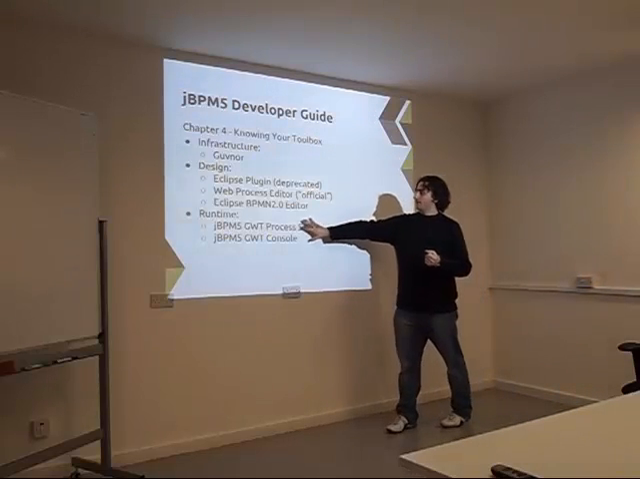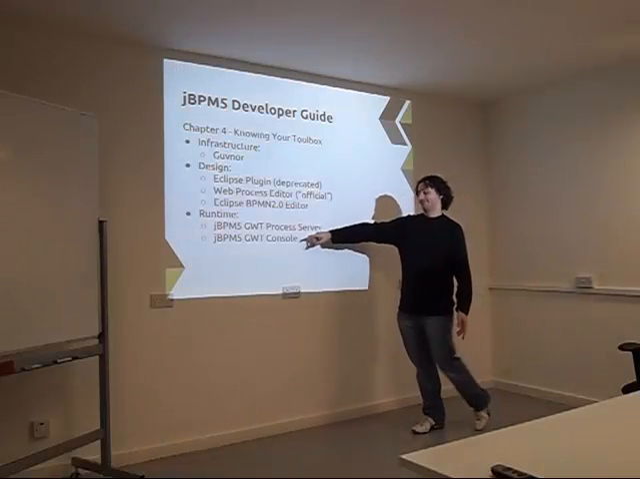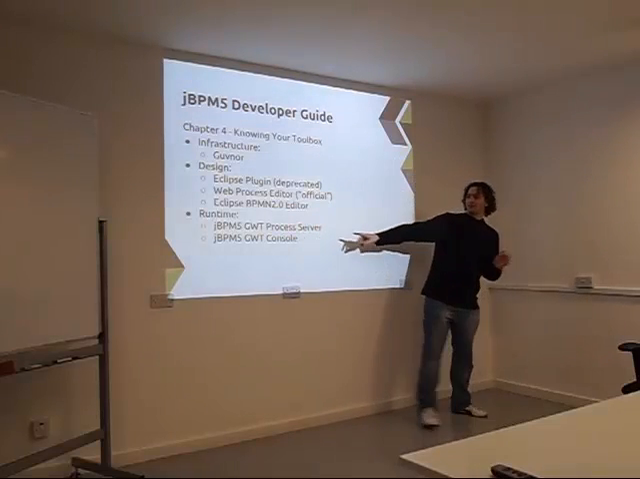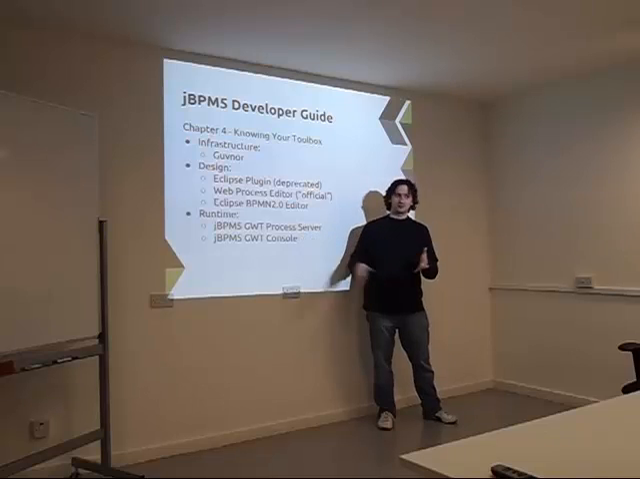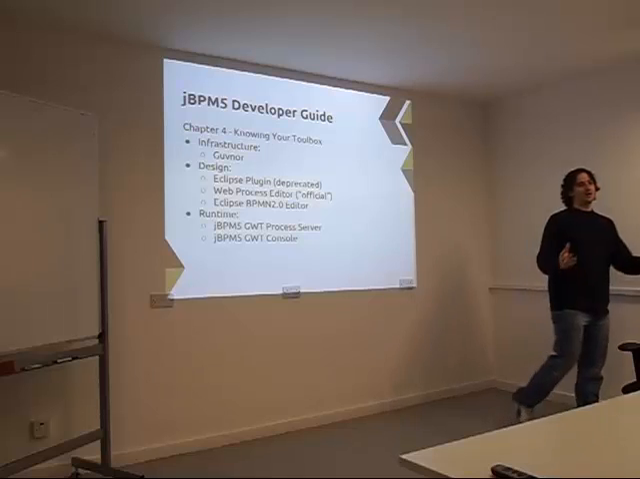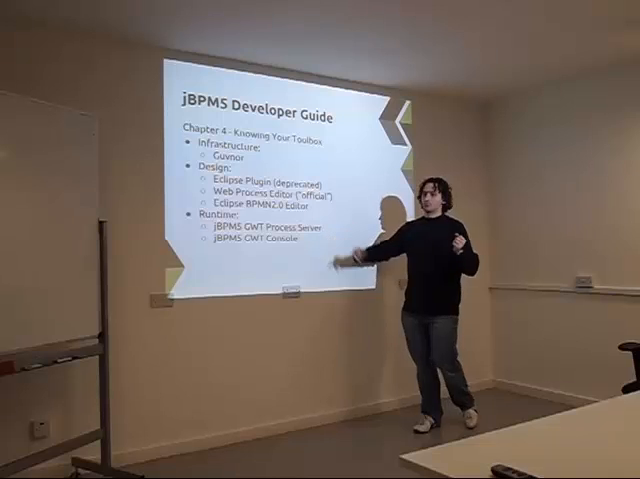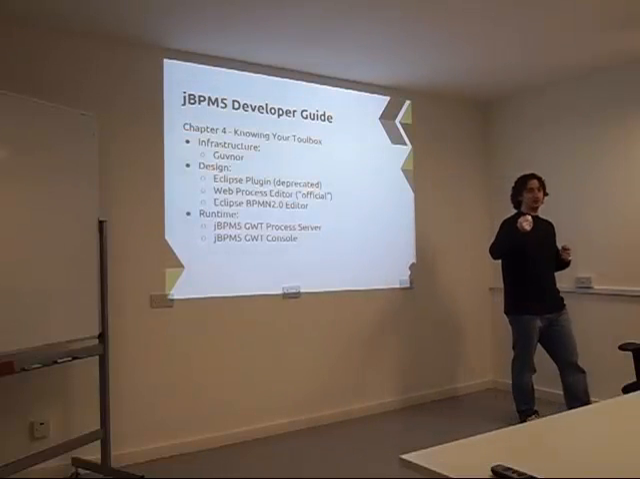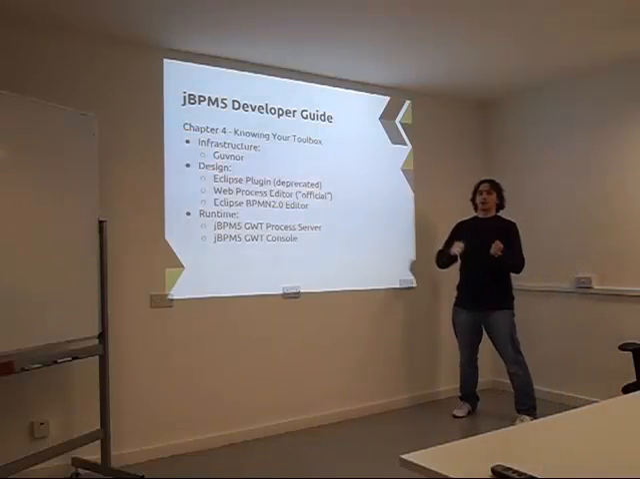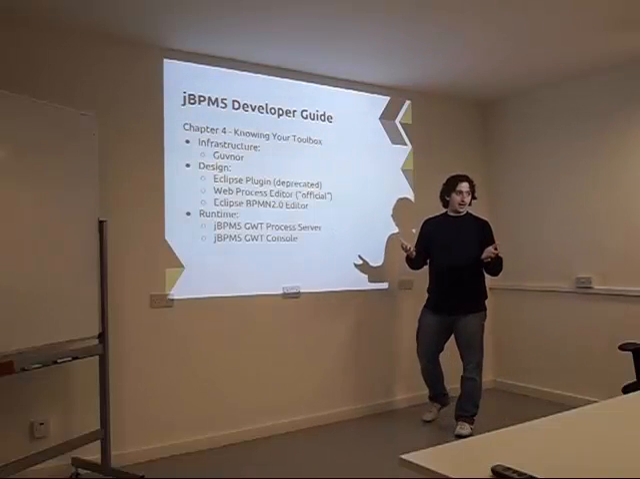From the runtime point of view, we have two different things. We have the jBPM5 GWT process server. That GWT has nothing to do with it. I mean, it is not actually implementing GWT, but this is a process engine that you can deploy as a web application, and you can access this engine through REST. So you can start the process, you can signal an event into a process, you can get all the tasks for a process, you can complete a human task inside a process using this REST API.